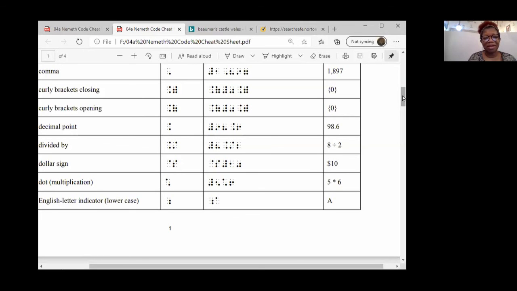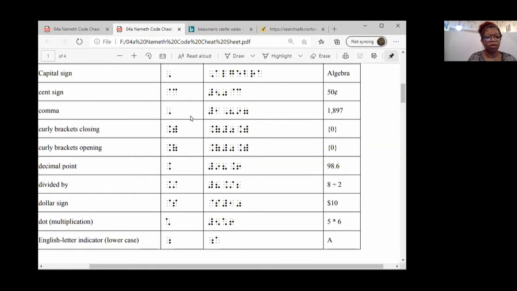Oh, the comma. The comma is different for math, I do believe. Here's the comma. You go down a dot, so there's dot 6 instead of dot 5. So when we get larger numbers like 1,897, the comma comes after the 1. So look over here in this little block, and you see the 1, and there's the little comma, 897. Is that not cool?